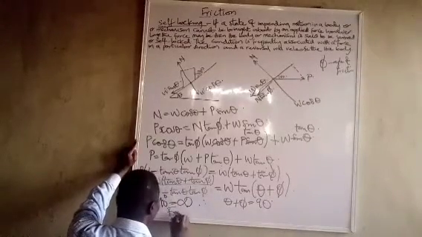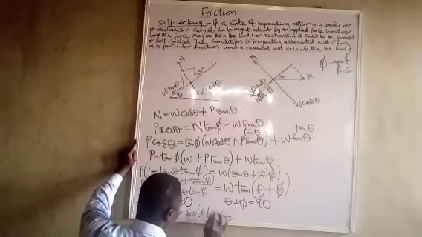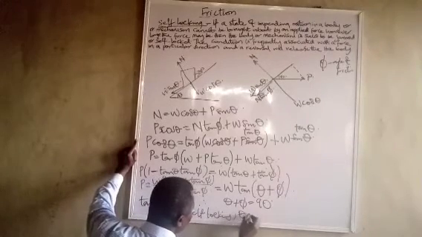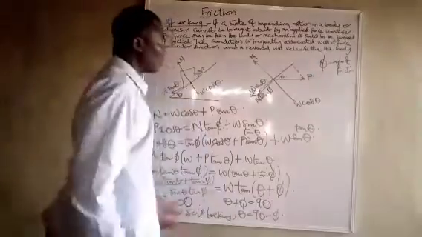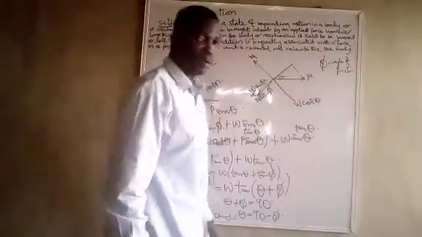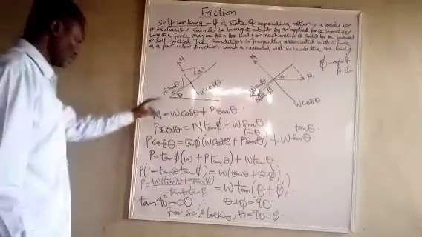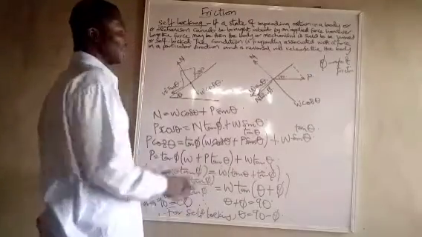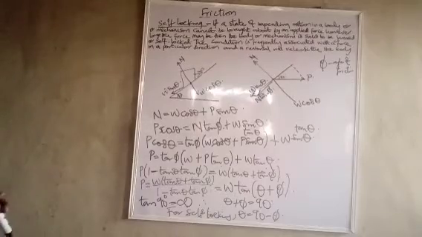So for self-locking in this situation, theta will be equal to 90 minus phi, where phi is the angle of friction. So we can also look at it just from the diagram alone. I just try to prove it to you for ease.